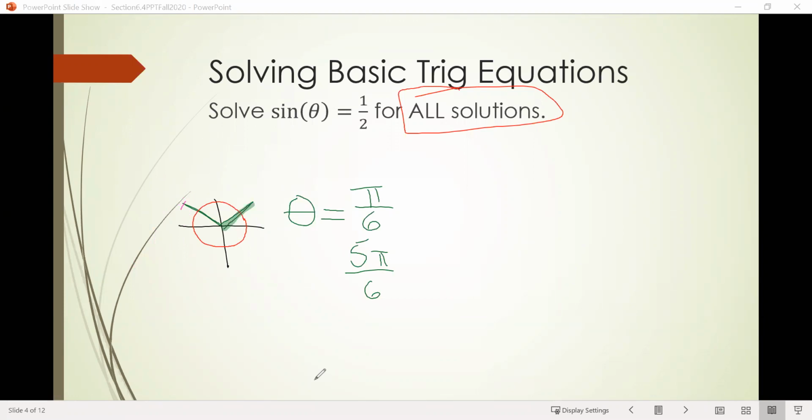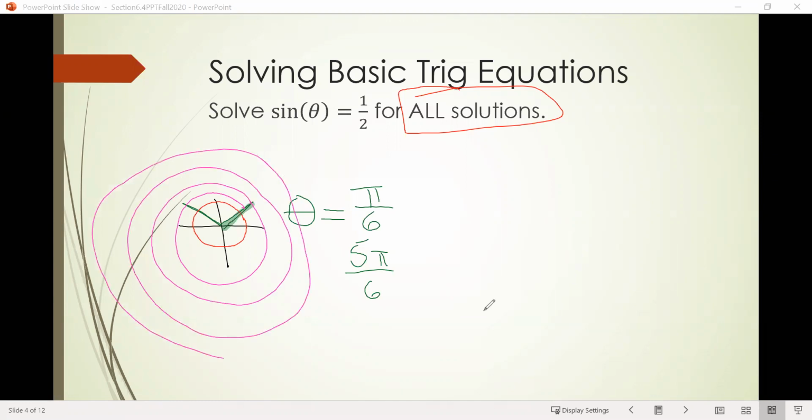So how will we somehow encapsulate that? Because there seems to be an infinite number of answers there, we don't want to try to list them all out. In fact, there would be no way we could do that, right? So how do we capture that in a more concise form? Well, starting with pi over 6, keep in mind that we can get more possibilities by continuing to spin around a full 2 pi. And we can spin around as many times as we want, and again, going either direction.